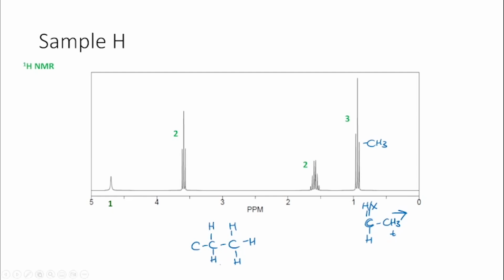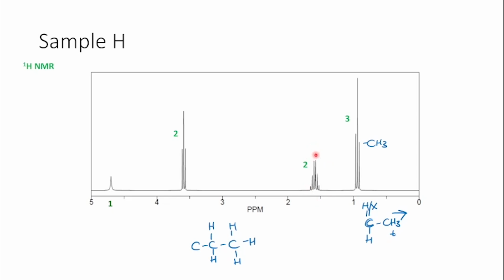So we've almost assigned two of our signals already. This CH2 group here is next to an unknown number of protons on this carbon and 3 on this side. So it's probably going to be some kind of multiplet. So we would expect it to be this signal here.